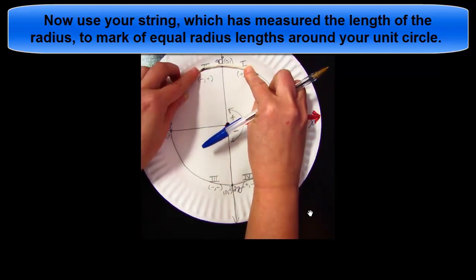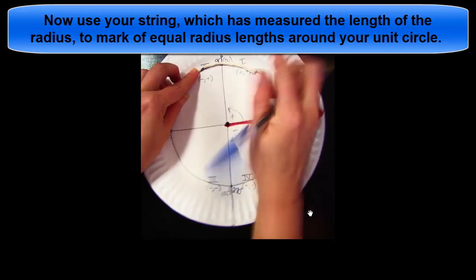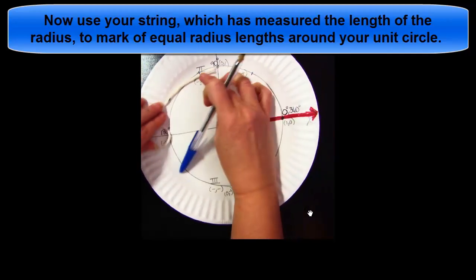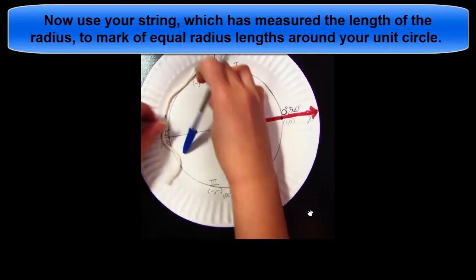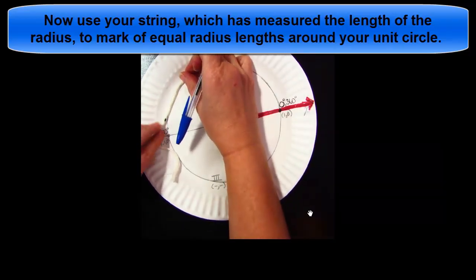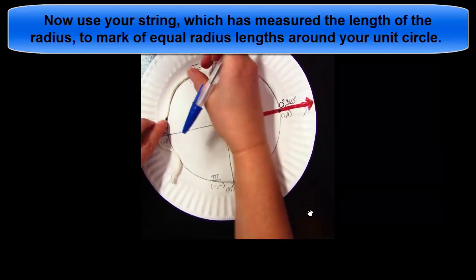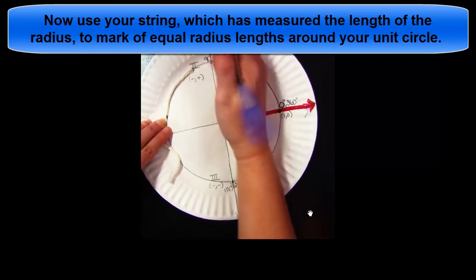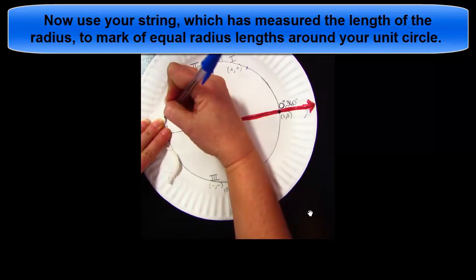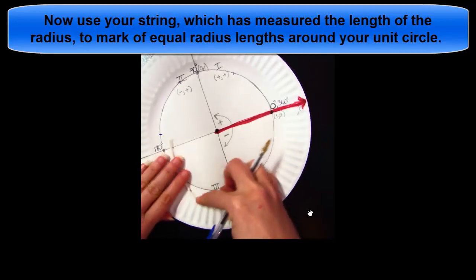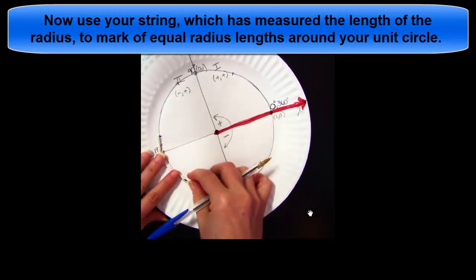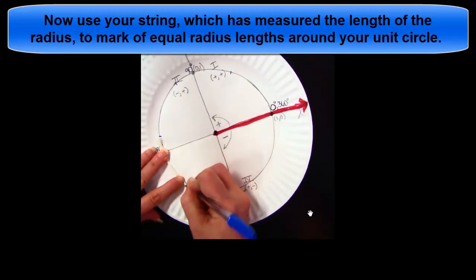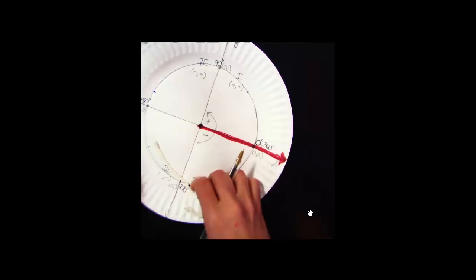So then continue marking around your unit circle. Take the end of the string, put it on the previous mark, and make a second mark for a second radian. And move all the way around your circle doing the same thing. Watch carefully on the video. Your marks won't be exactly the same as mine, but they should be close to the same as mine. The more carefully you've measured, the more you'll understand how we're going to use this as we continue.